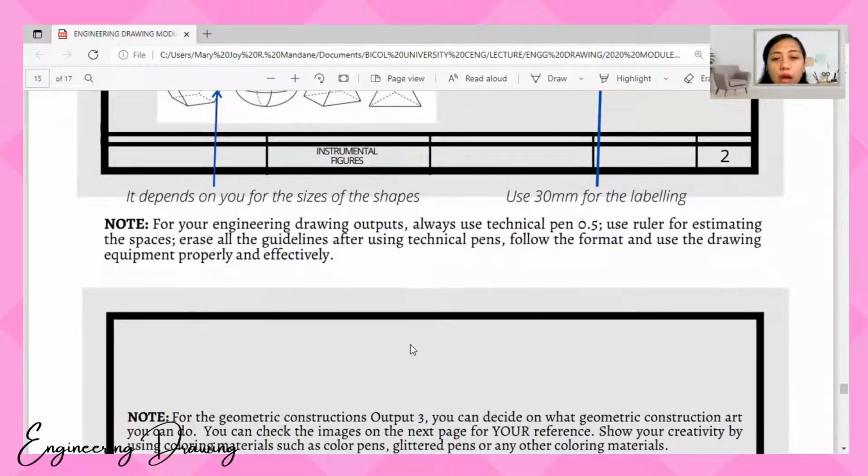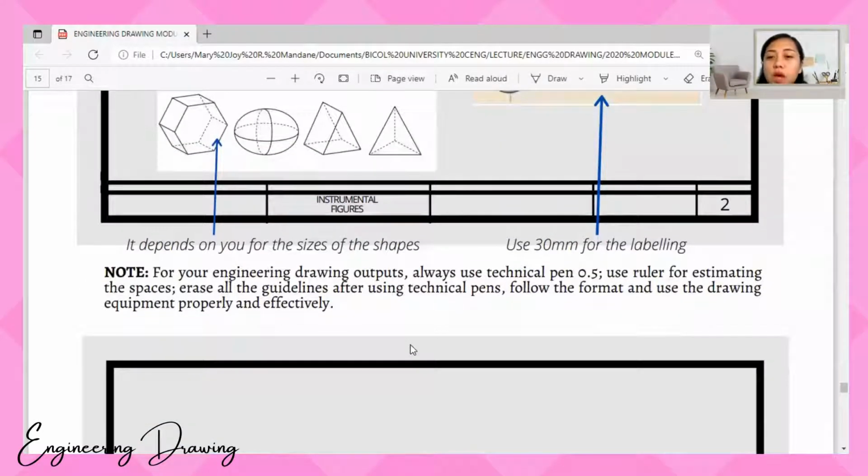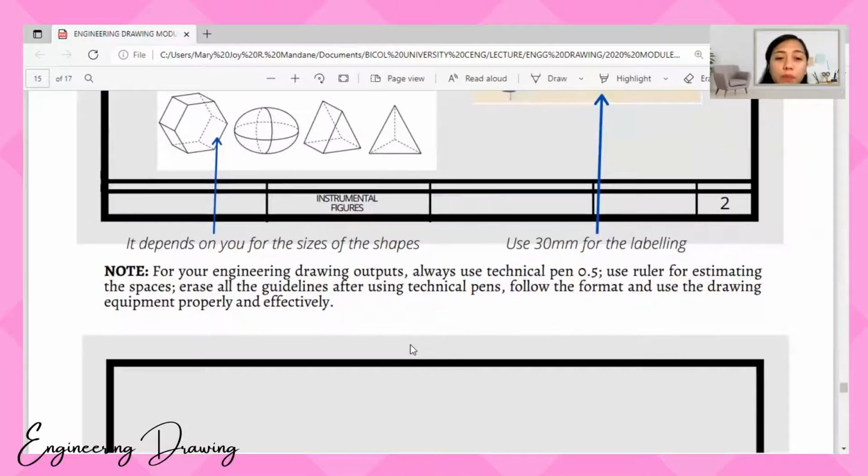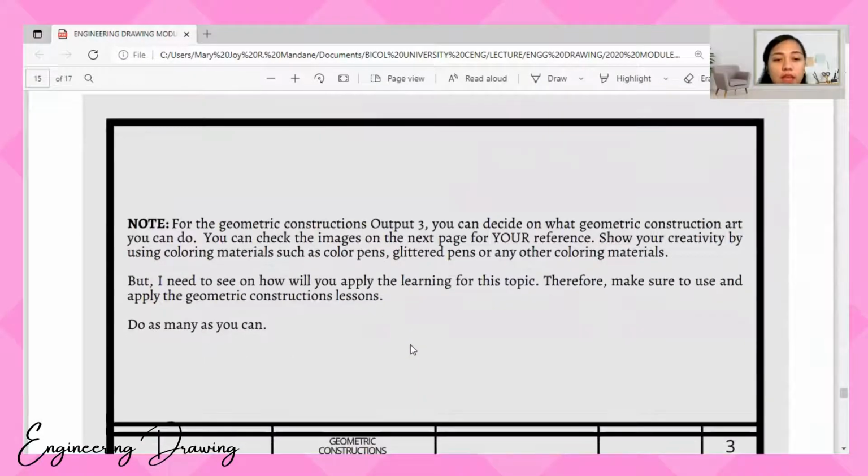For your engineering drawing outputs, please always use pen 0.5 and a ruler for estimating the spaces. Erase all the guidelines after using technical pens, follow the format, and use the drawing equipment properly and effectively.